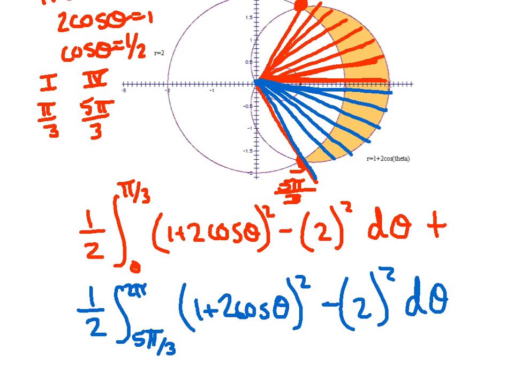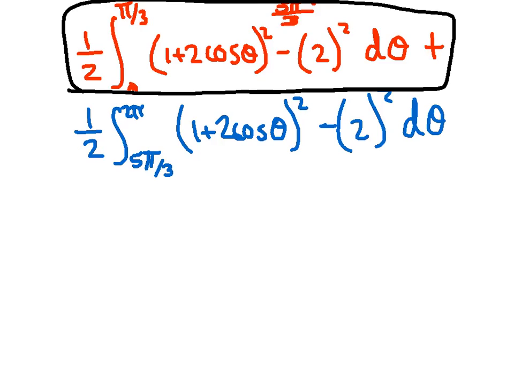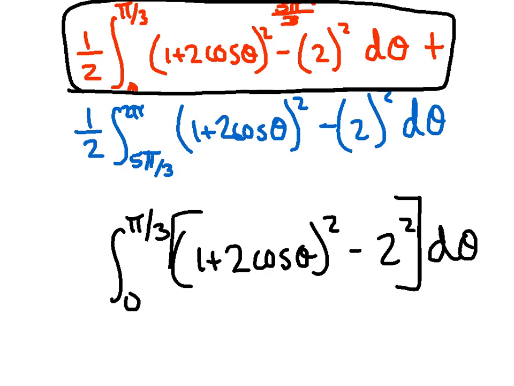Okay? Now, obviously, we could be a little more efficient and combine these two integrals into one integral. And in fact, you could take either one of these and simply double it. And that's what I'm going to recommend that you get in the habit of doing. So I'm going to take that red one right here. I'm going to steal that one. And if I double it, I'm going to say 0 to pi over 3, 1 plus 2 cosine squared minus 2 squared. Oh my goodness. So there it is. That one integral would give you the total combined area of that crescent-shaped moon.